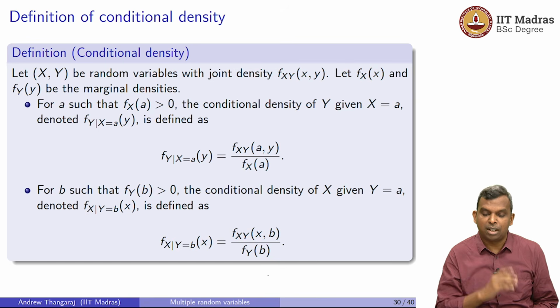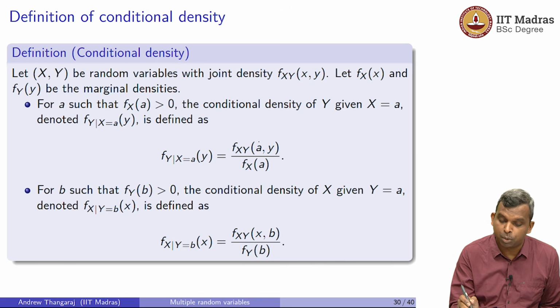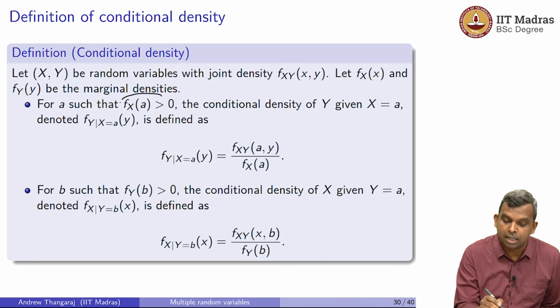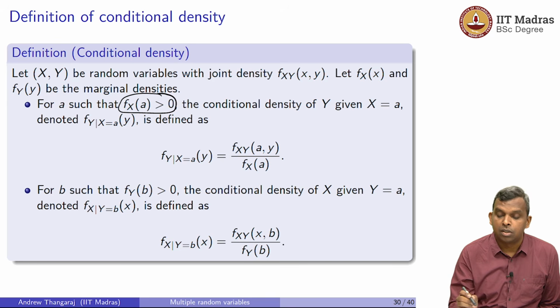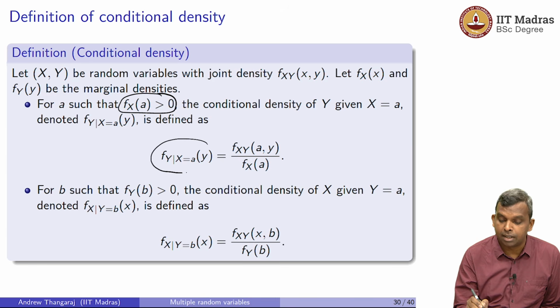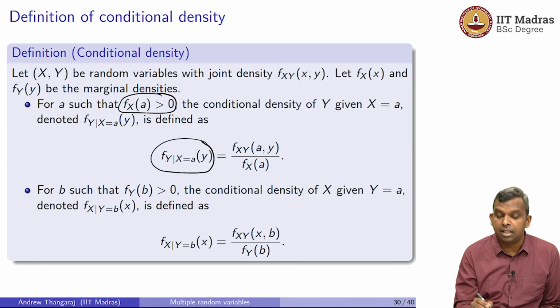So here's the definition. There's lots of writing, but the important point is this: you have to fix an A for which the marginal is greater than 0. So you take a value for x so that the marginal density of capital X at A ends up being positive. Once it's positive, you can define this conditional density. What is this conditional density? This is the conditional density of y, given that x equals A.